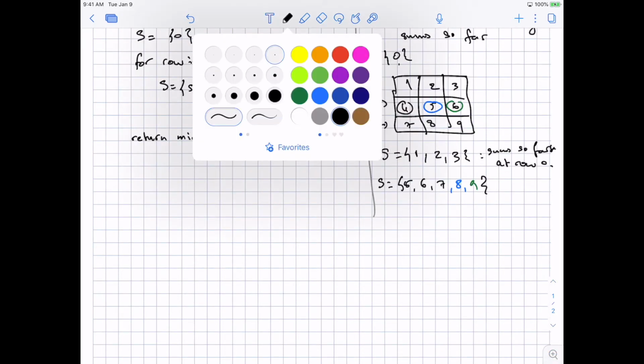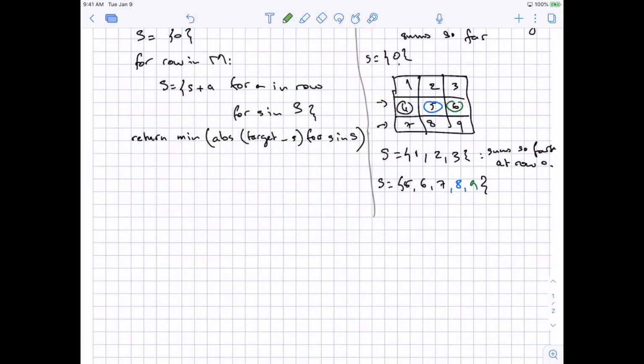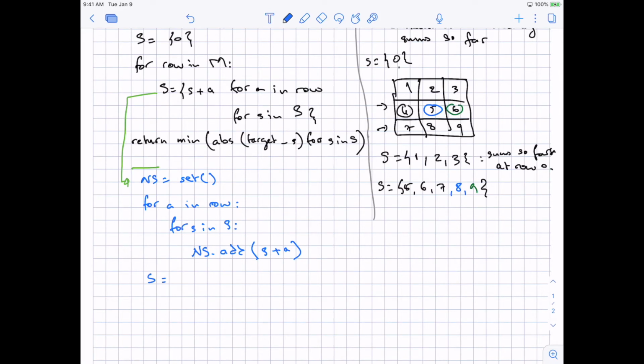I realize this one here may be a little bit harder to understand, just this way of writing it in Python, so let me clarify that a little bit. This is just equivalent to saying, let's create a new set, right? And then let's do a for loop. So for every row value and for every sum, let's just add to ns s plus a. And then at the end, we will do s equal to ns. Override, right? So this is very much the same.